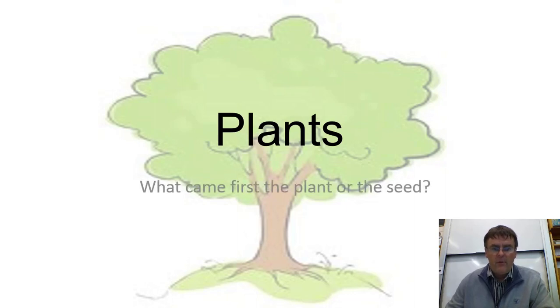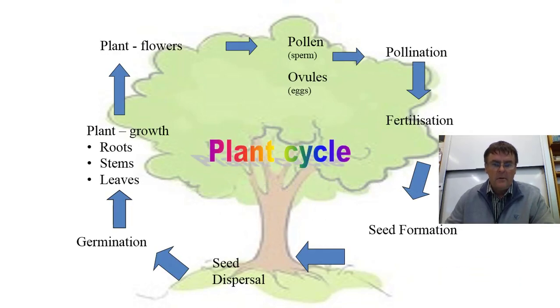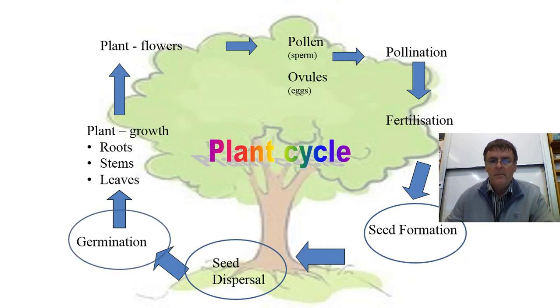Which came first, the plant or the seed? This time we're going to look at the seeds and bits and pieces, and then you can choose where you're going to begin with the plant cycle. So we're going to look at the seed plant cycle again as a whole, focusing on seed formation, seed dispersal, and then germination, which brings us back to where we started.